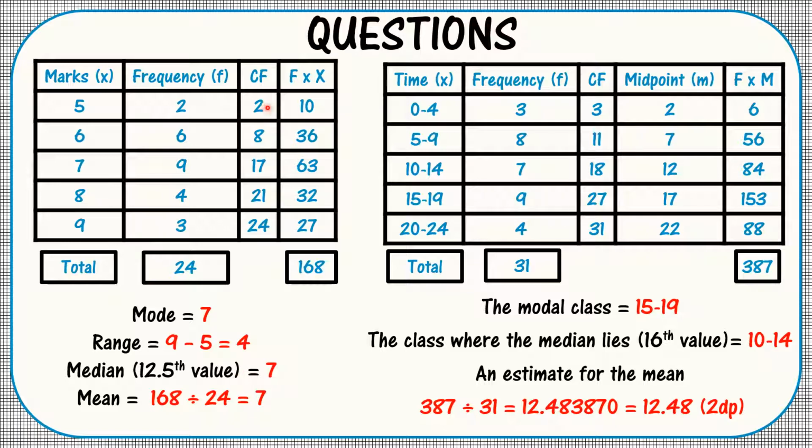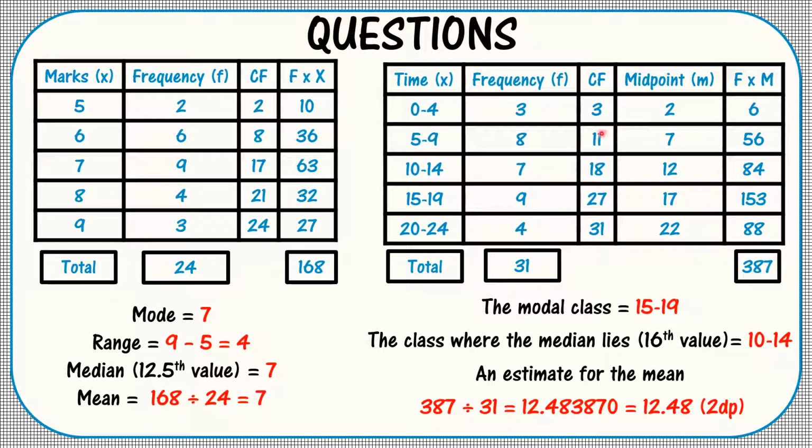As you can see, this cumulative frequency is in order. Therefore, the 12.5th value lies in this marks of 7. Therefore, the median is equal to 7. The mean is 168 divided by the total frequency, which is equal to 24. Therefore, the mean is equal to 7.